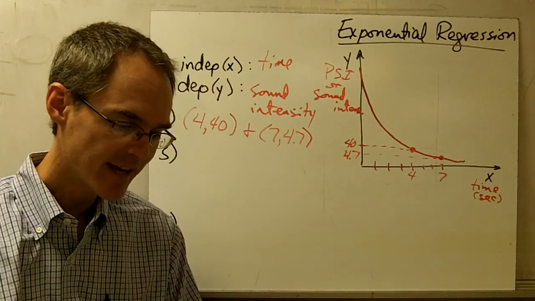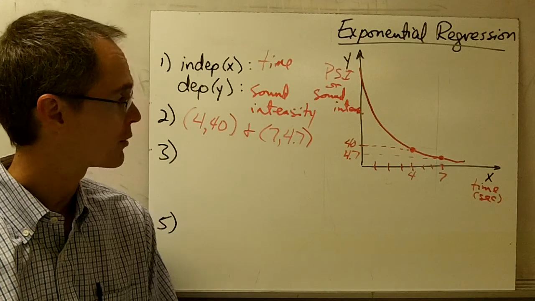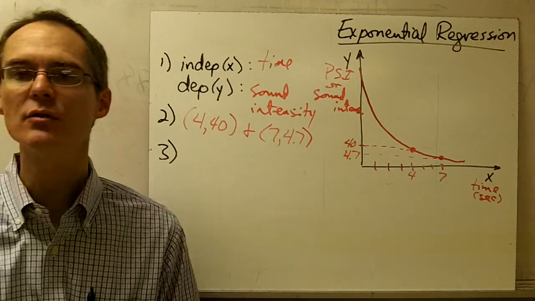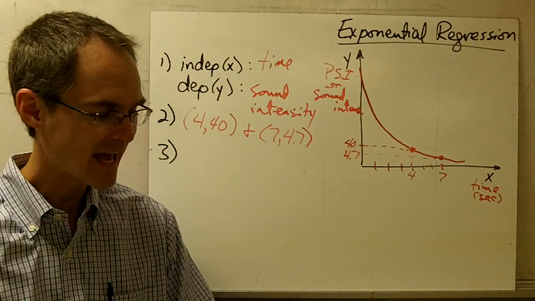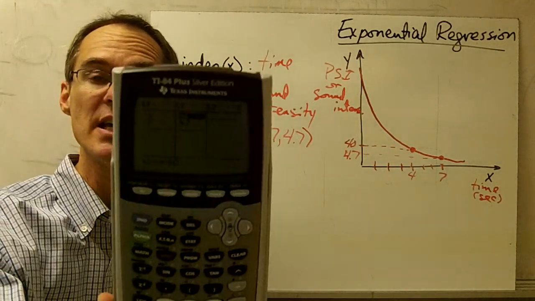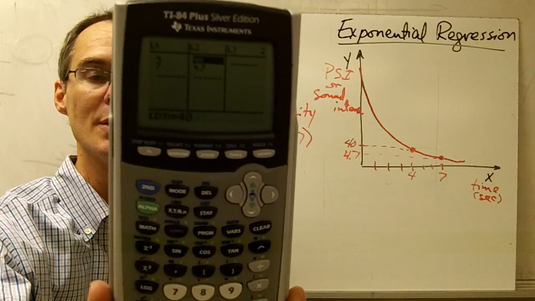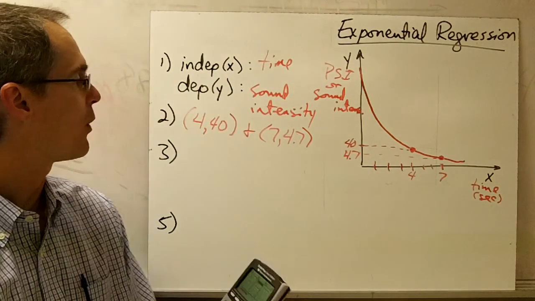Now it says use your graphing calculator to find the exponential equation that represents the sound intensity of the clock tower bell. Well, now, since I have 2 points, all I need to do is enter those points into my graphing calculator. So I hit the stat button and I hit enter to bring up my lists, and I just enter those values into my list 1 and list 2. Remember, list 1 should have all of the x values and list 2 should have the y values.